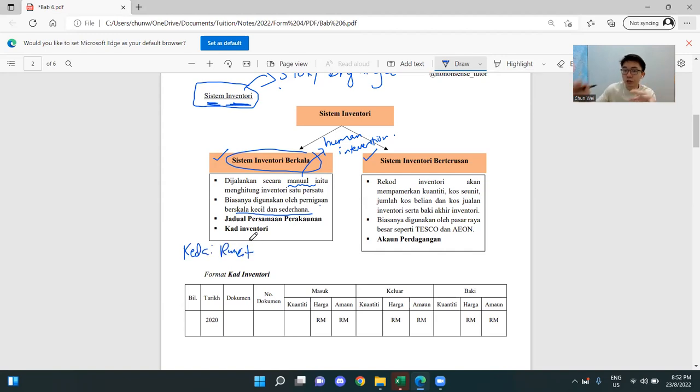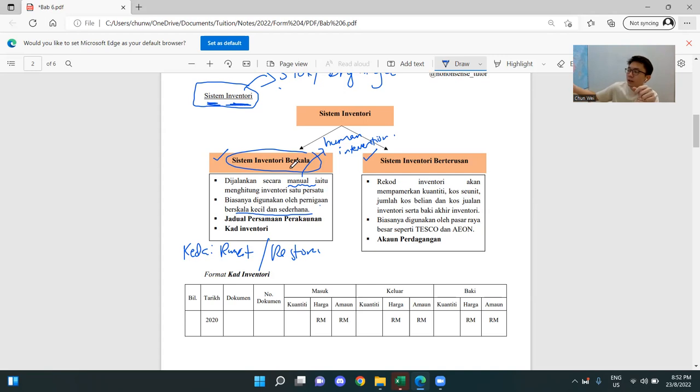Alright? So, for example, all those kedai runcit that you see by the roadside or near your house. You see the pakcik makcik, okay, they are selling whatever they have, like rice, and so on. All these small kedai runcit or restoran, or when you go to the hawker, food court, all these uncle auntie who sell nasi goreng and so on, all these small-scale ones, they can use system inventory berkala.